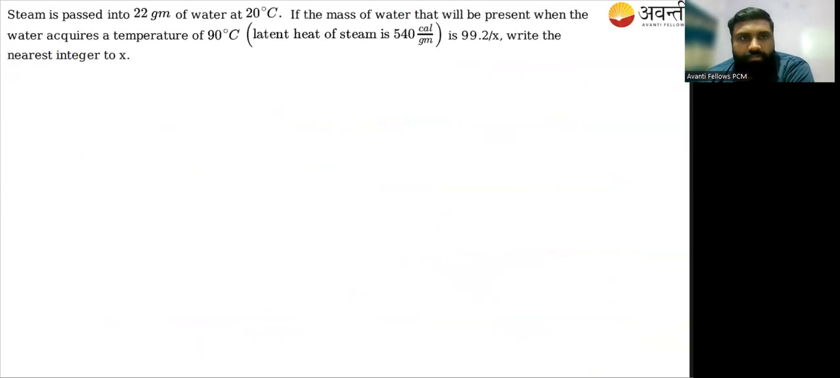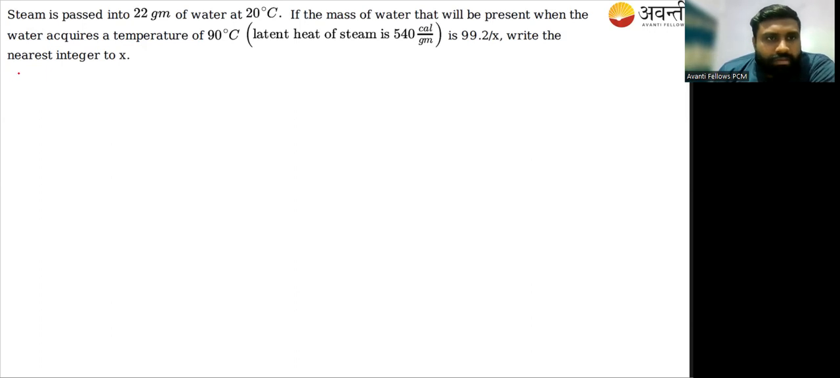Now, this one. Steam is passed into 22 gram of water at 20 degrees Celsius. Now, find the mass of water that will be present when the water acquires a temperature of 90 degrees. The latent heat of steam is given to you as 99.2 by x. Write the nearest integer to x.